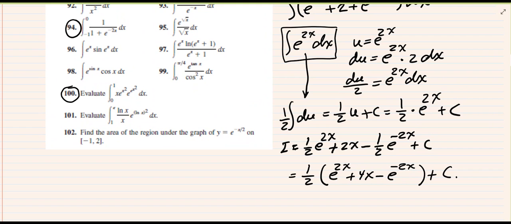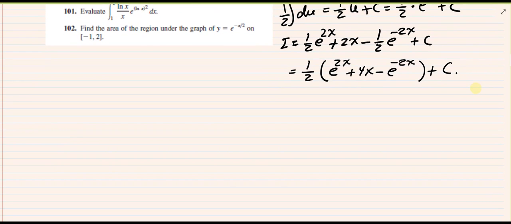In number 94, let me write that integral. The problem reads, integrate, and the integral is that of negative 1 to 0 of 1 over 1 plus e to negative 2x dx. Now for this particular exercise, I just want to point something out here, because we're talking about making a u substitution.